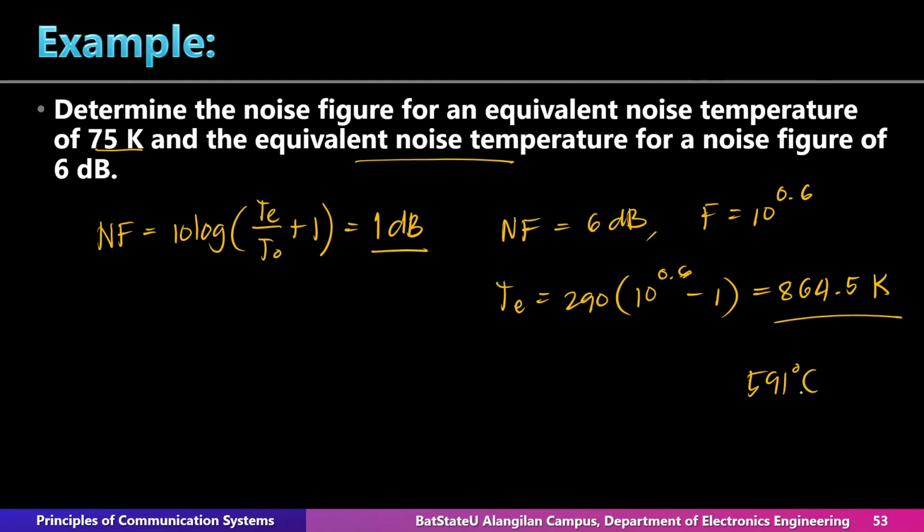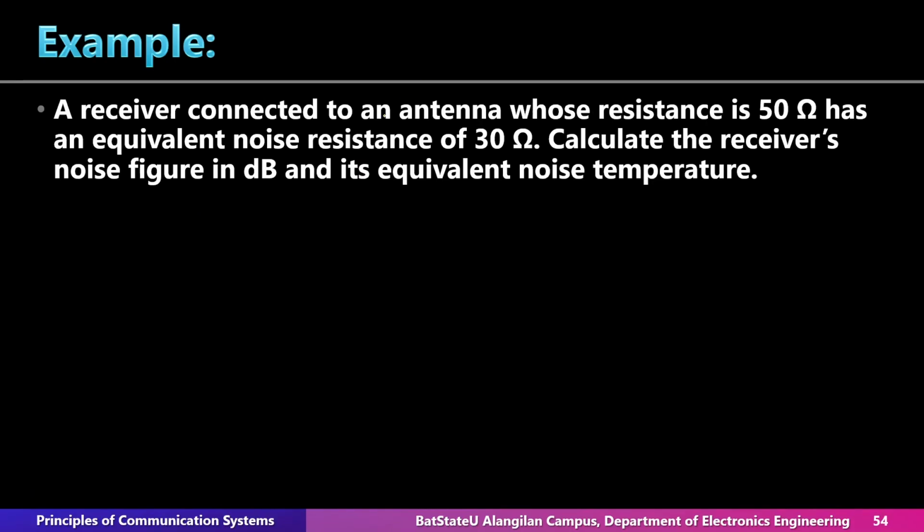591 degrees Celsius ang katumbas niyan. So, anong ibig sabihin? The higher the temperature, the more noise present. Yun po ang ibig sabihin nun, no? Pagtaas ng noise temperature, pagdami ng noise ang na-generate. Okay? A receiver connected to an antenna whose resistance is 50 ohms has an equivalent noise resistance of 30 ohms.